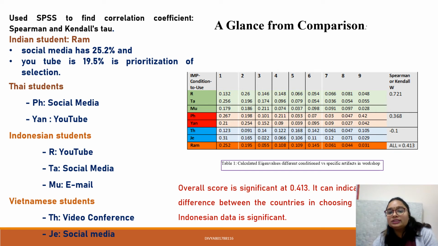The overall score is significant at 0.413. It can indicate that there is no significant difference between the countries in choosing media. Only Indonesia data is significant. It is 0.721.